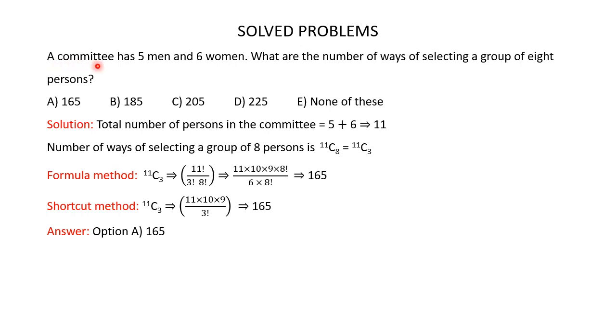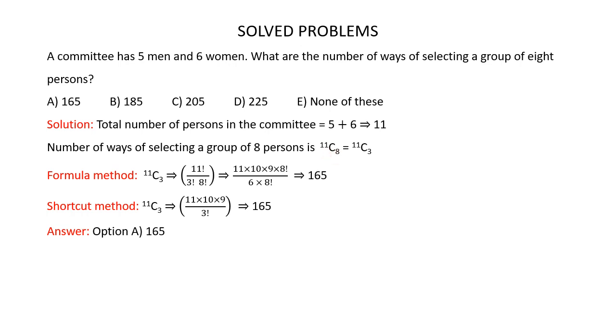A committee has 5 men and 6 women. What are the number of ways of selecting a group of 8 persons? Here you are given 5 options and you have to find out which of these options is the correct one. So it's given that a committee has 5 men and 6 women. So the total number of persons in the committee is 5 plus 6, which is 11. Now you have to select a group of 8 persons from these 11 persons. So the number of ways of selecting a group of 8 persons from 11 persons is given by 11C8.